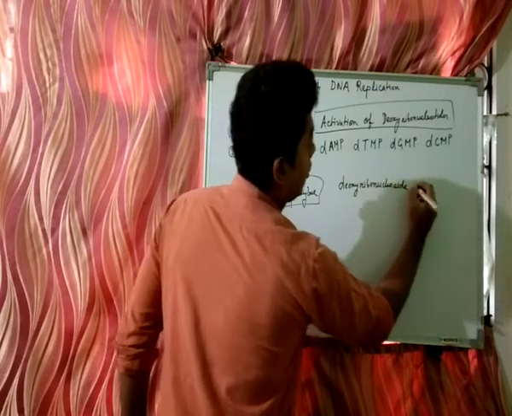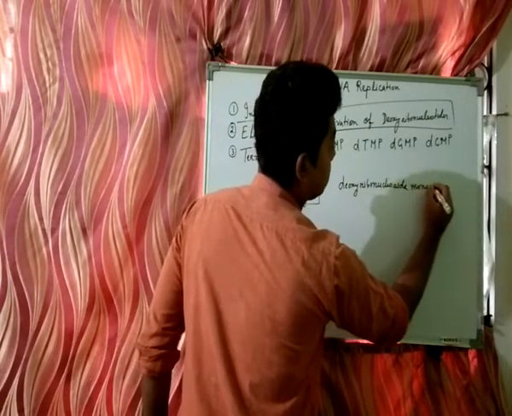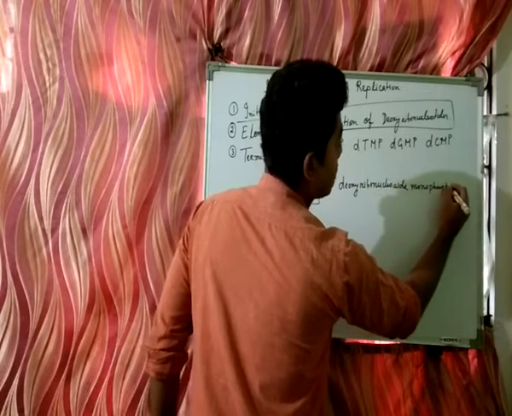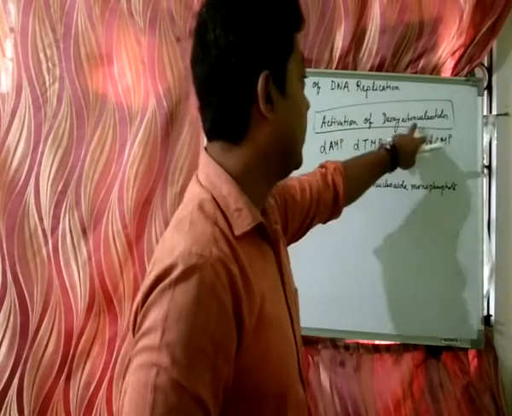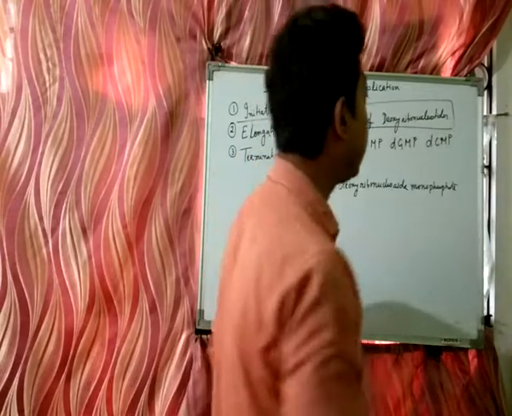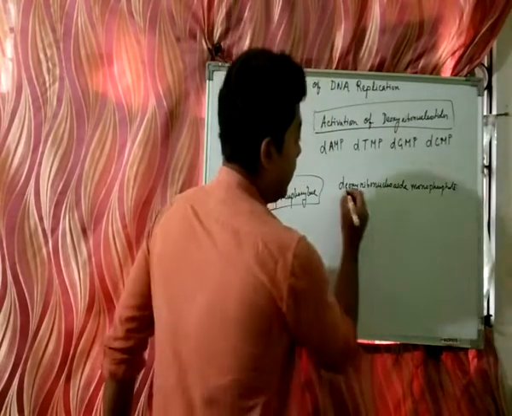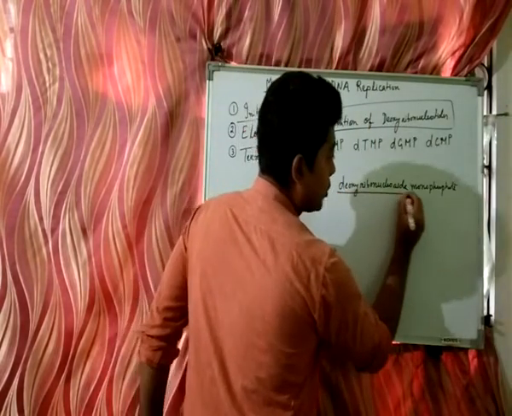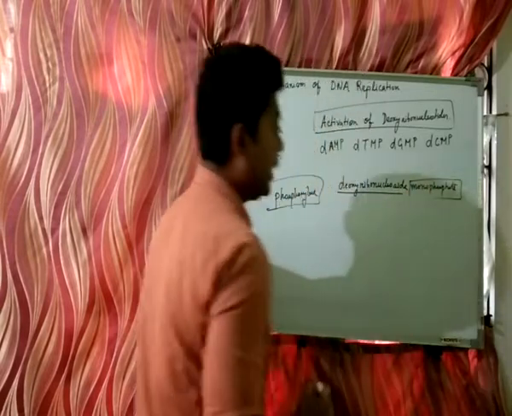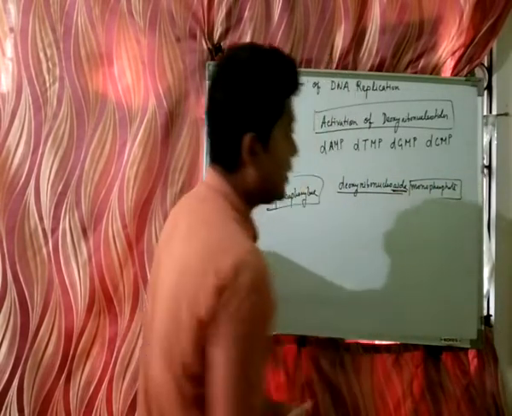Deoxyribonucleoside monophosphate. Here I have written deoxyribonucleotides. Here I am writing deoxyribonucleoside monophosphate. Here I write "side", here "tide".